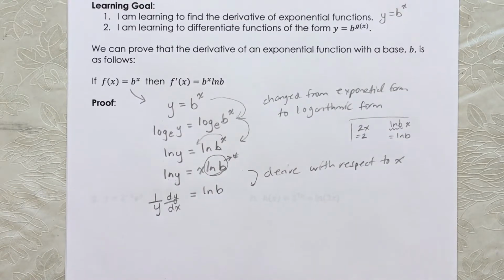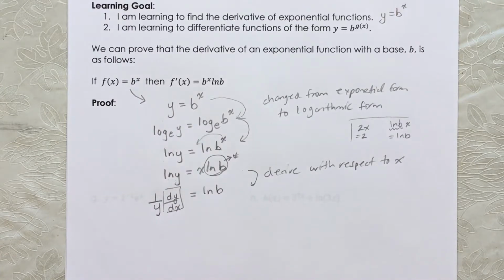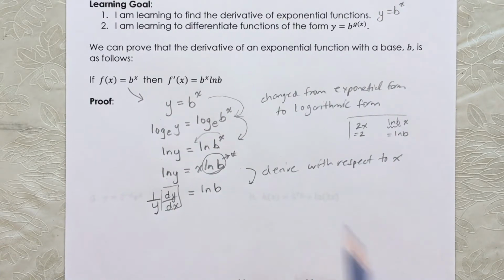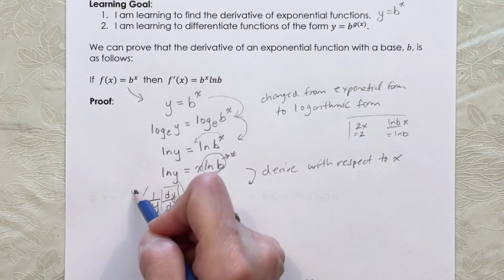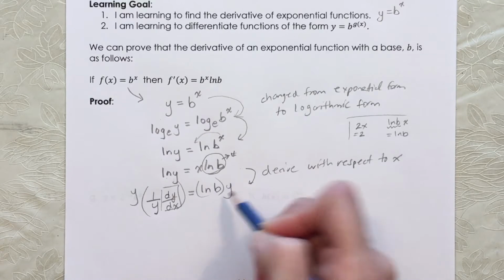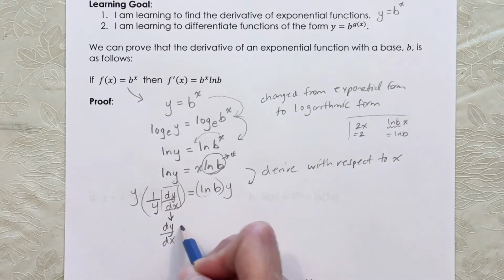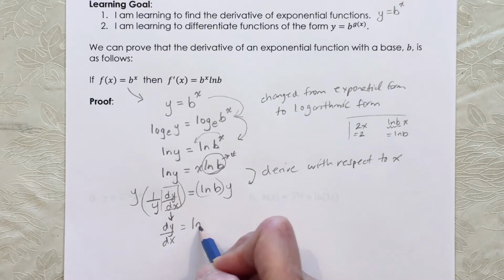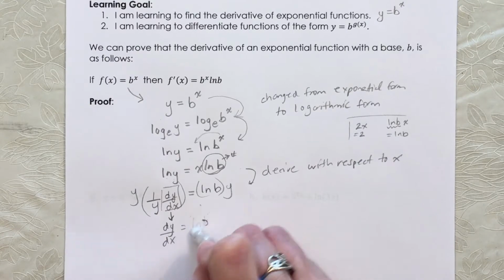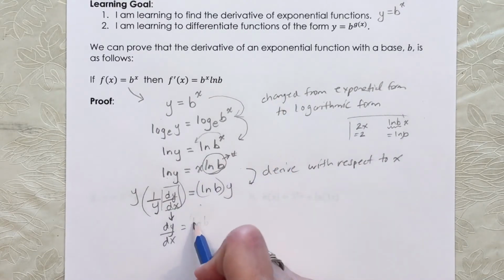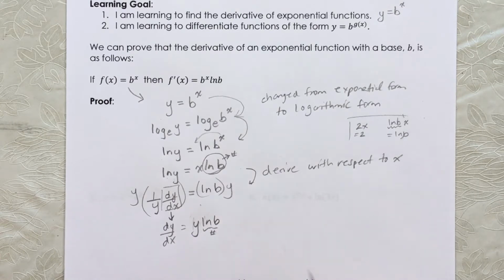And the ln of b is just a number. So I want to get dy by dx by itself because it is the derivative, it's y prime, or f prime at x, okay? And to do that, I need to multiply both sides by y. So I get that dy by dx is y times the ln of b. Again, the ln of b is just a number.